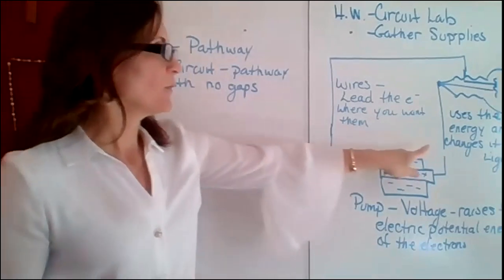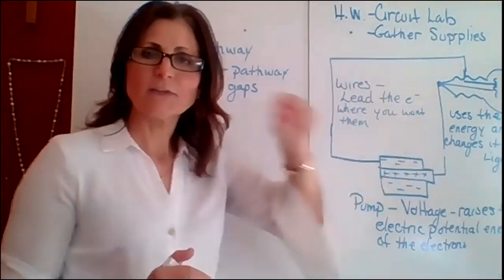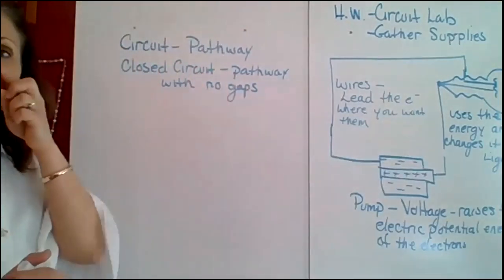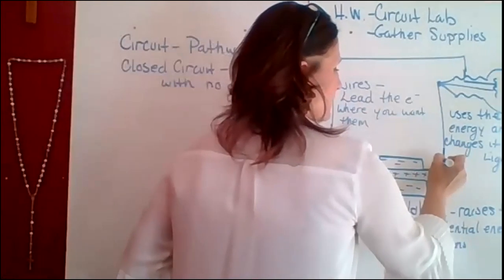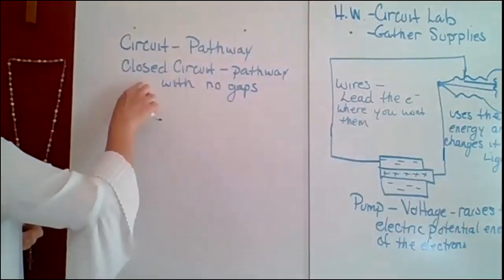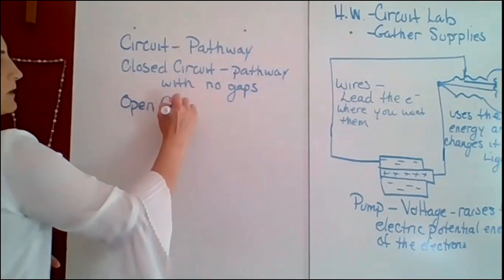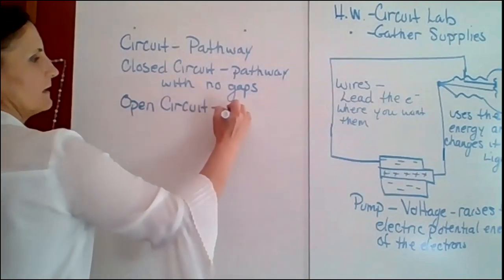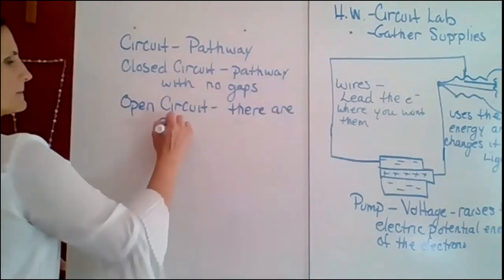In this case, with electricity, if you have any opening anywhere, nothing will flow. So for electricity to flow, you must have a closed circuit, right? So that's going to have to be closed. If we want to make it open and shut it off, we call that an open circuit. In an open circuit, there are gaps.